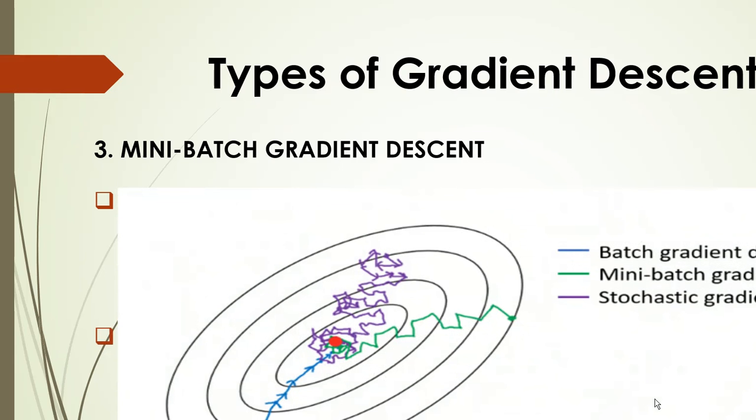And this is a comparison between batch gradient descent, mini batch gradient descent, and stochastic gradient descent. Here the blue line shows batch gradient descent, the green line shows mini batch gradient descent, and the purple line shows stochastic gradient descent. This graph helps to find out how these three work in comparison. So this was all about gradient descent in machine learning. Thank you so much.